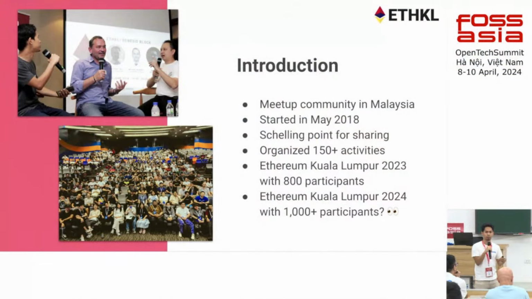So a quick introduction. ETHKL, or Ethereum Malaysia, is a meetup community based in Malaysia. We started in May 2018. The idea is to be a Schelling point or a meeting point for people with like-minded thoughts who want to make a positive change in the world, to meet together and learn from each other. We've organized more than 150 activities. This includes conferences, meetups, small hackathons, even a small hacker house for people to come and hang out and learn together. In October last year, we did one conference with 800 participants. And hopefully this October, we'll do an even bigger conference, maybe even including some of the people here from Hanoi who'd like to come and visit KL as well.